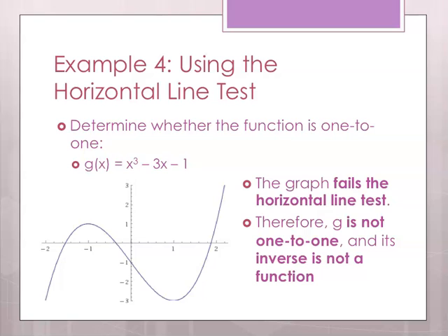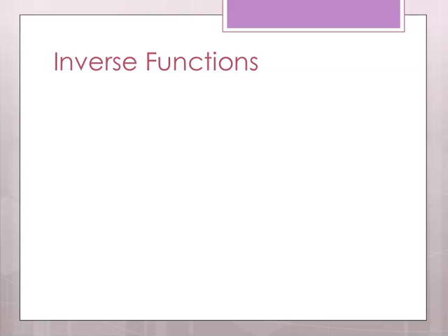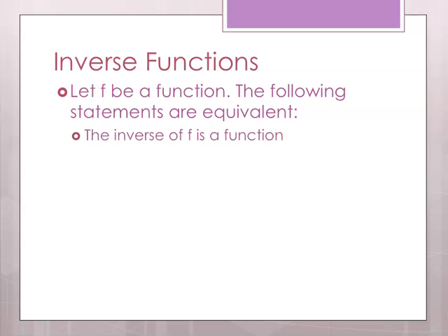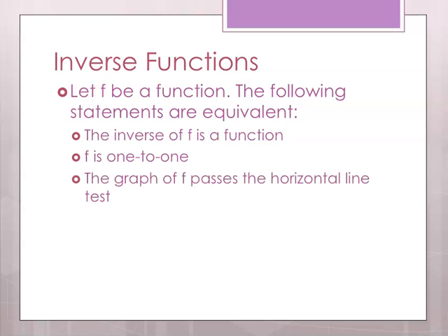Okay, so let's go over some terminology that we've used here and recap. For inverse functions, we can say if the inverse of f is a function, that's equivalent to saying that the function f is a one-to-one function. Those mean the same thing. It's also the same as saying that the graph of f passes the horizontal line test. So if you see a function and it passes the horizontal line test, you know that its inverse is a function, so you can say that f is a one-to-one function. Those are all equivalent statements.